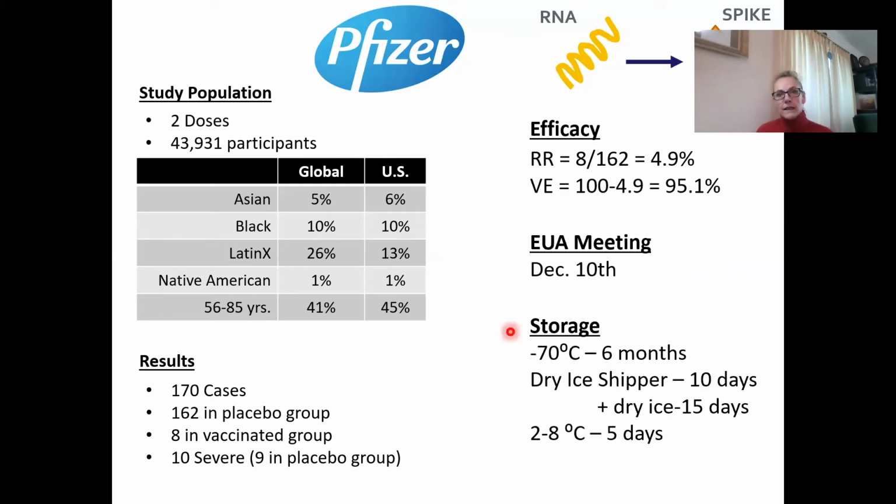So importantly, this is a nucleic acid vaccine, and it's very labile. It can degrade very easily. So storage is really important. So these vaccines for long-term storage need to be stored in ultra freezers, minus 70 degrees Celsius, which equates to about negative 94 degrees Fahrenheit.